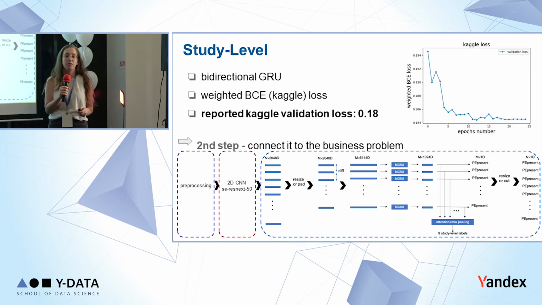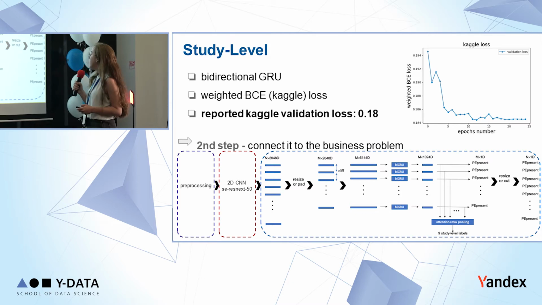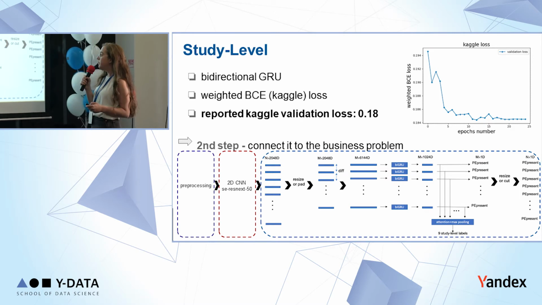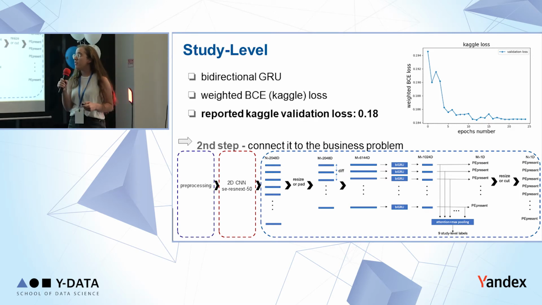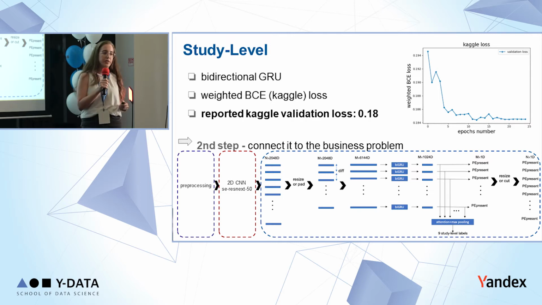And for study level modeling, we trained a bidirectional GRU. The study labels were predicted by concatenated attention and max pooling layers over the output sequence. In terms of the input for the RNN, we adjusted each study to a fixed sequence length by resizing using interpolation or zero padding. We also computed the embedding difference between the current slice and its two direct neighbors and concatenated them.